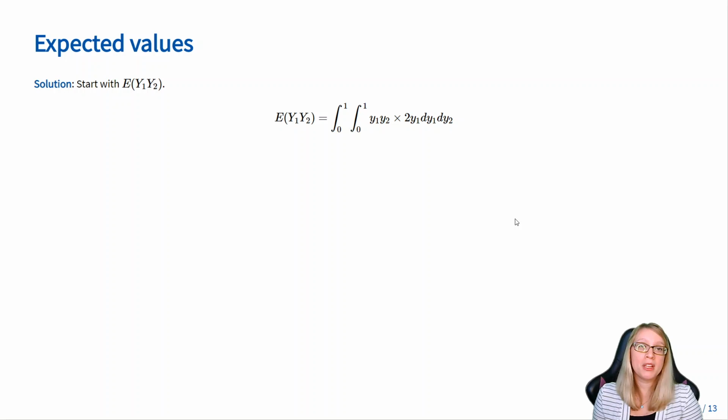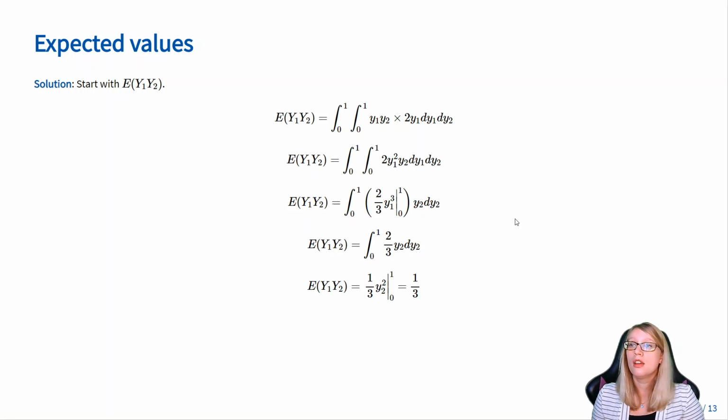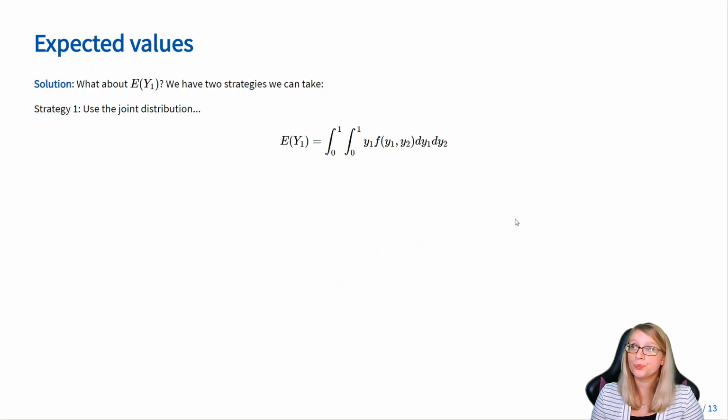Because this is just simply a function of our random variables, we can find this by integrating our function times the PDF. So we'll take y1 and y2 times the joint PDF, integrated over y1 and y2. Now because the bounds here both go from 0 to 1, this is a fairly straightforward integral to compute. We end up with 1/3 for our expected product of y1 times y2.